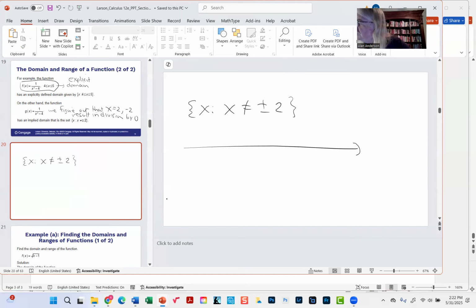If you look at the real number line, this is what they mean. It's everything from negative infinity up to, but not including, negative 2, negative 2 up to 2, not including either one, and 2 up to infinity, not including the 2. So to write it in the interval format, you would write.